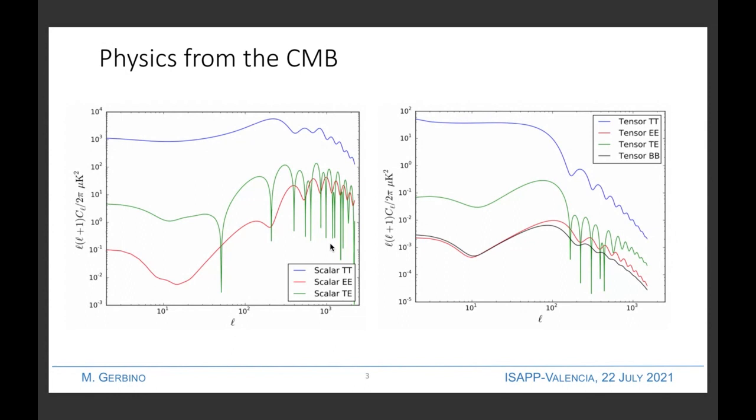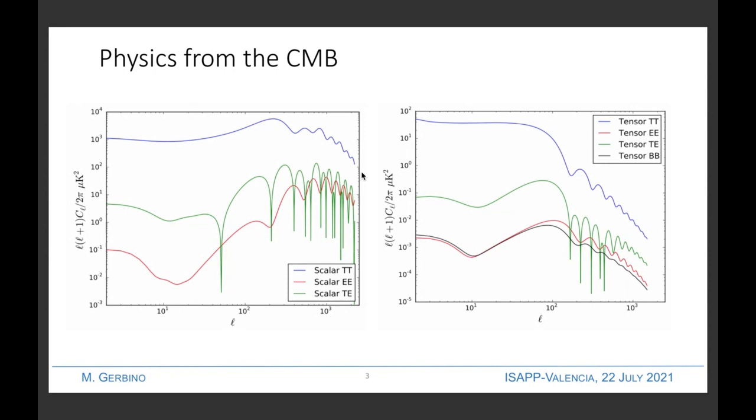At even higher values of the multipole, let's say from 1000 on, we observe this sharp decrease in the amplitude of the oscillations, which is the imprint of the diffusion damping or Silk damping that we have discussed this morning. This is due to the fact that when we approach these scales, we are approaching also times where the tight coupling approximation was not valid anymore, and therefore all the scales that were smaller than the diffusion length were damped due to the diffusion of CMB photons in between two different scatterings.